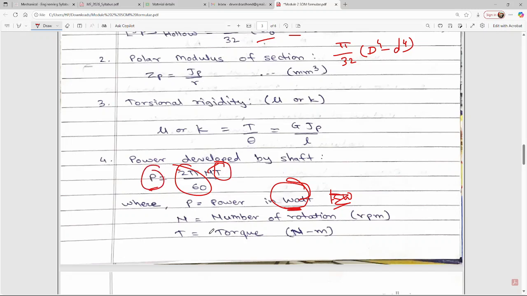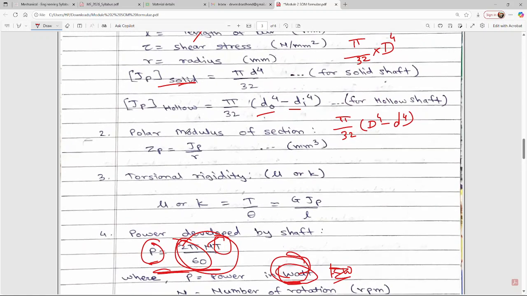If you find the torque using this formula, then it will be in Newton meter only. It's not Newton mm, it's only Newton meter, not per meter. If power is taken in watt, then torque will be found in Newton meter. Keep it in mind. If torque is given in Newton meter, then power will be found by this formula, in watt. Don't mess with the units.